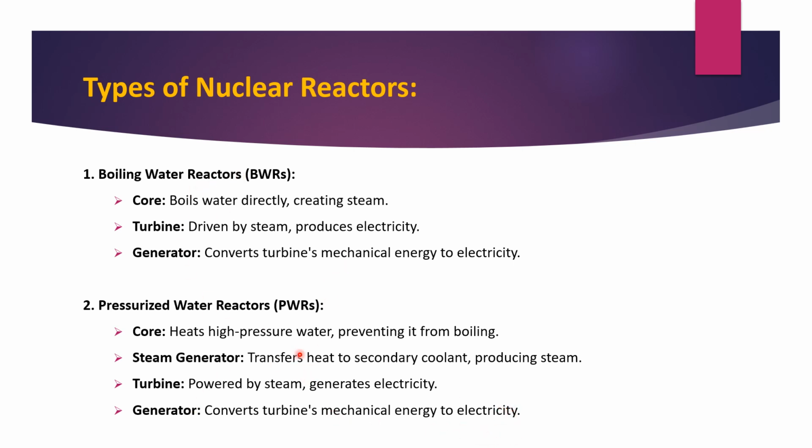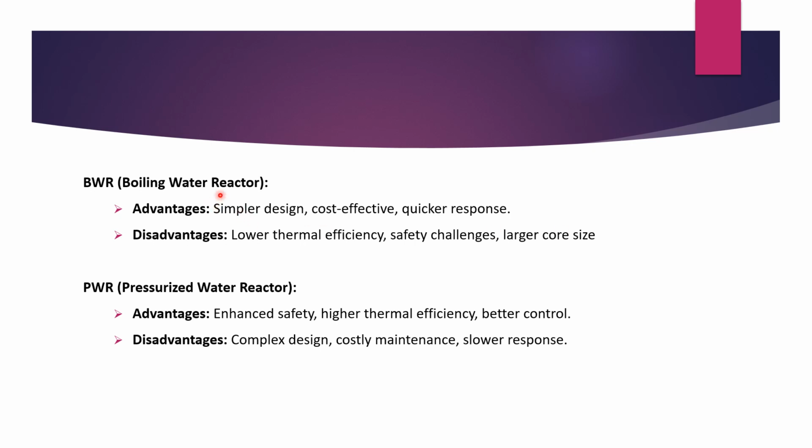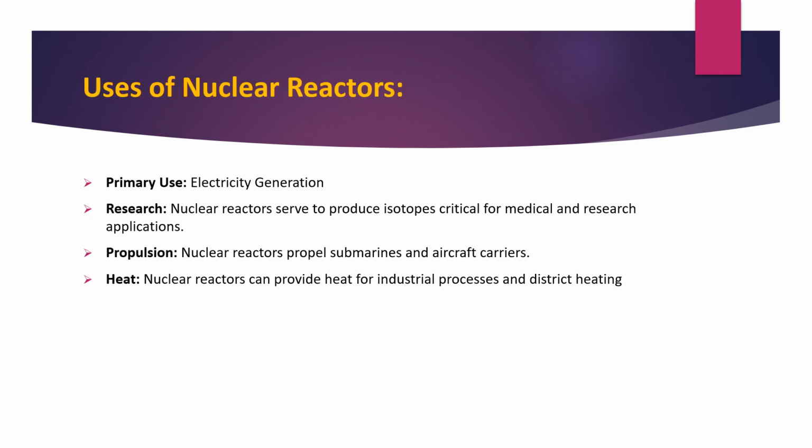Both are different, and each has its own advantages and disadvantages. For example, the boiling water reactor is simple in design and cost effective. The disadvantage is that there is a safety challenge, because the water is boiling in the core itself, so there are temperature issues. But the pressurized water reactor has enhanced safety, because the coolant and steam generator are two separate physical devices, and we can put better control. The disadvantage is that it is complex in design and the maintenance is very costly. So that was about the types of these two reactors.